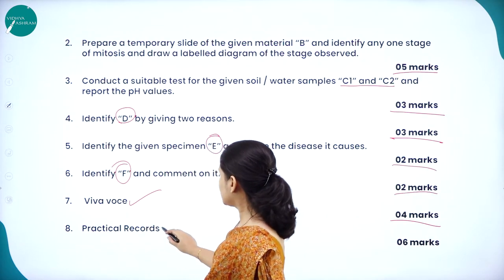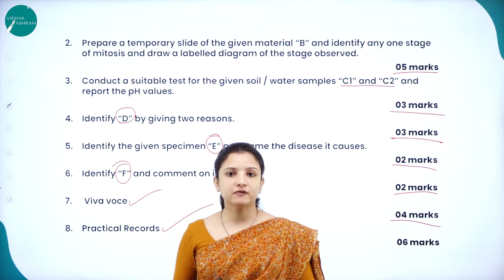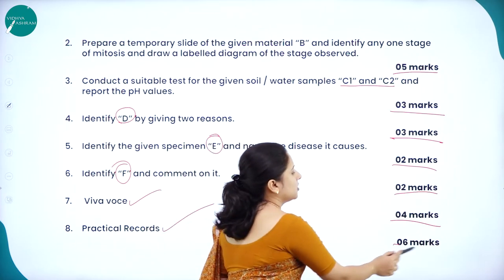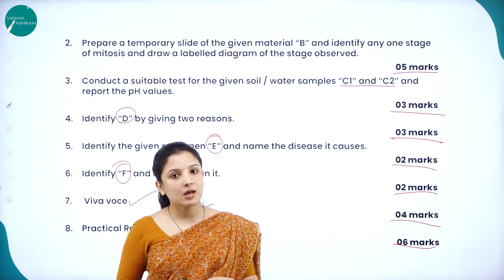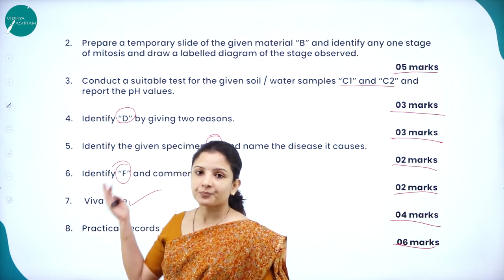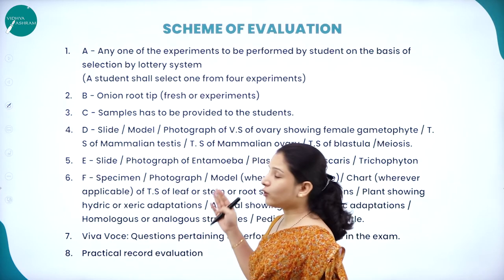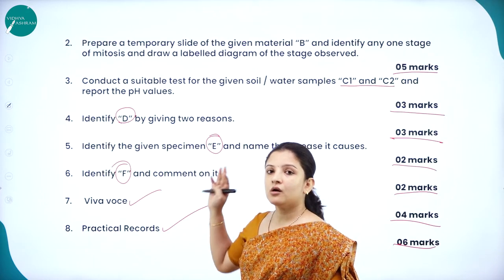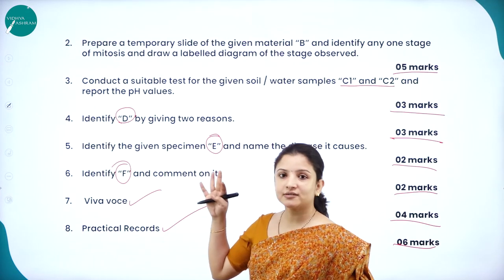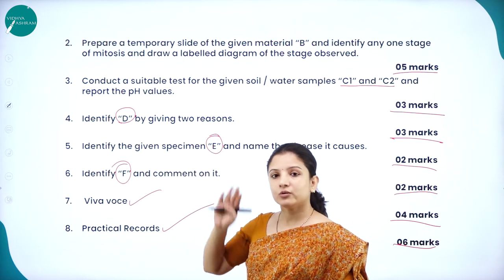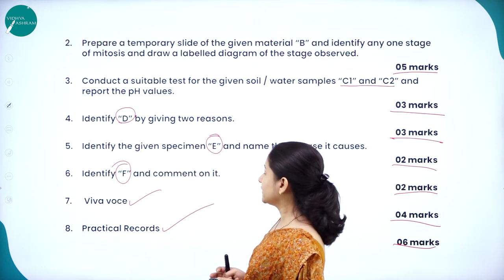Next you have the practical record. The practical record will fetch you 6 marks, a total of 30 marks for practical. So this is about the question paper pattern for the practical exam. And whatever questions they have given here, say for example the first 3 questions, only what has been mentioned here will be asked.